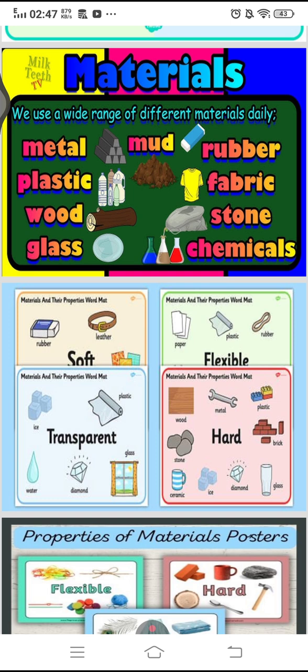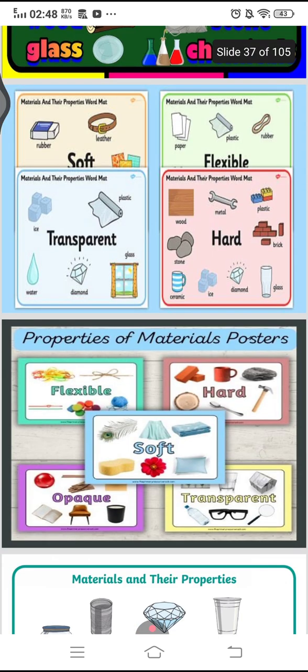Wood is hard, steel is hard, metal is hard, plastic is hard, and bricks are hard, glass is hard, diamond is hard, ice is hard, and a ceramic mug is hard, and stone is hard. Properties of the materials: some of the materials are flexible, and some of the materials are hard. Look at the picture. Examples are given.